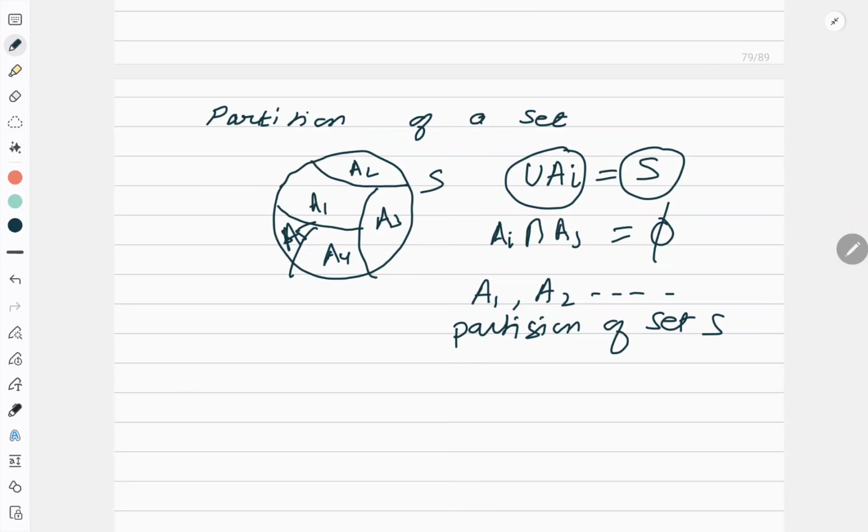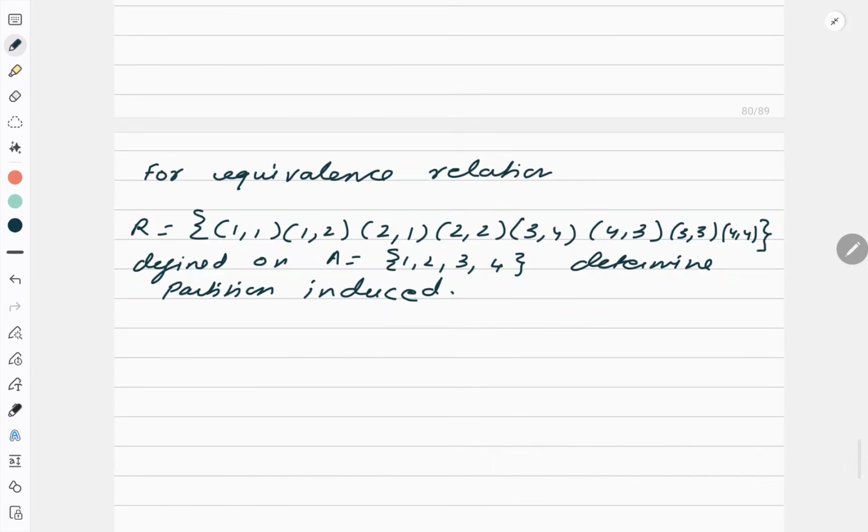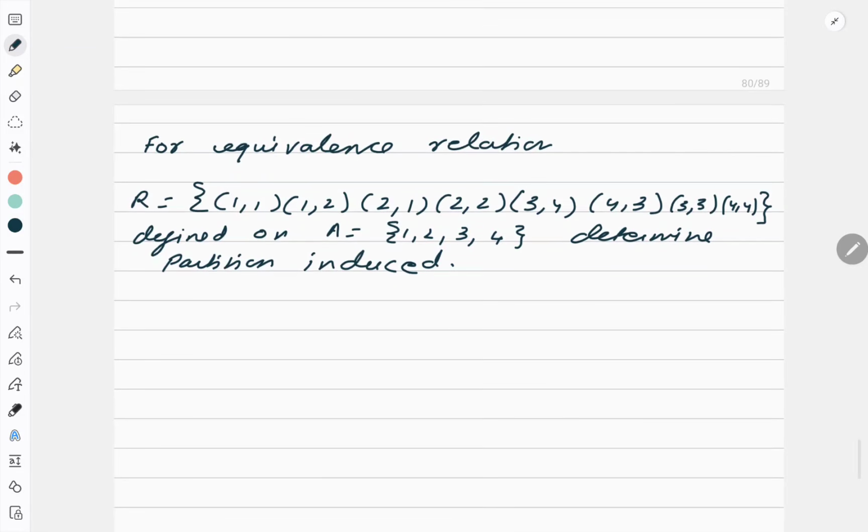So now we will do a few questions which will make our idea of partition and equivalence relation very clear. Now see, for example, an equivalence relation is given and a set is given. Now I need to determine the partition induced. So I will write down the equivalence class of each element. I'll start with 1. What will be the equivalence class of 1? {1, 2}, because 1 is connected to 2. Then move further, nothing else is there, so done.